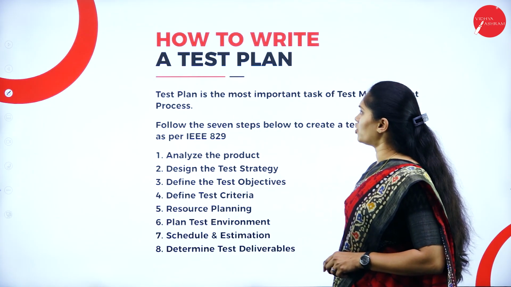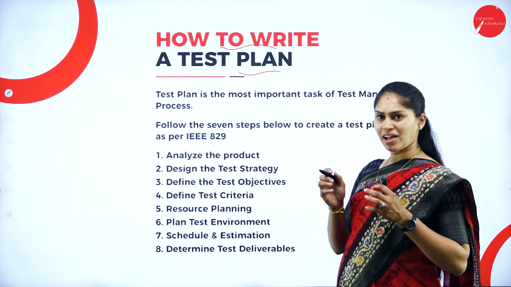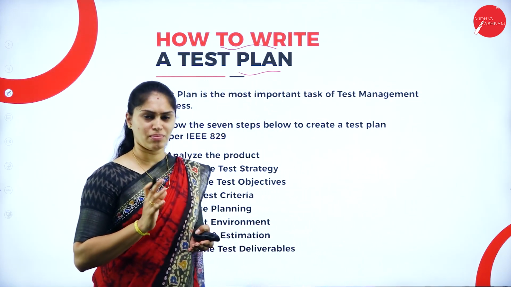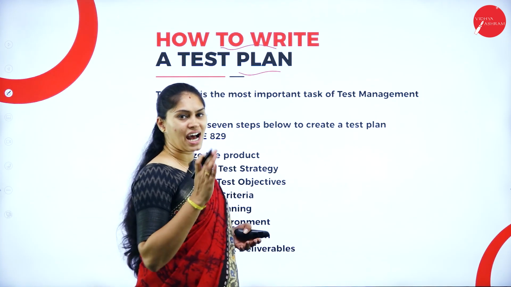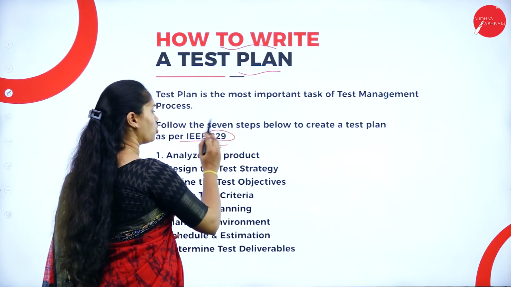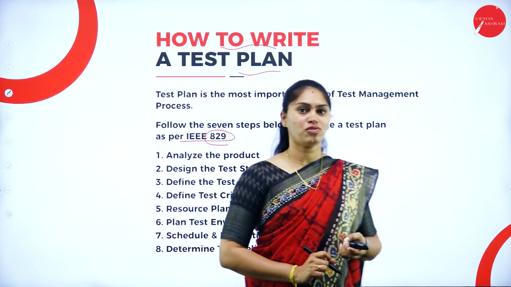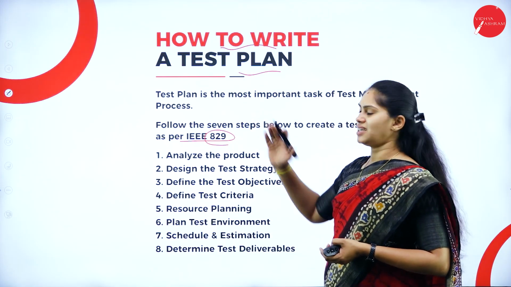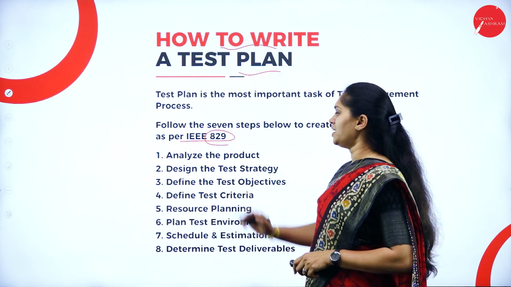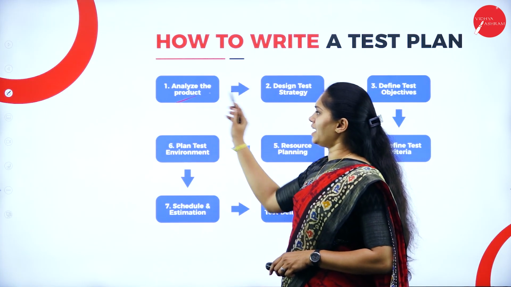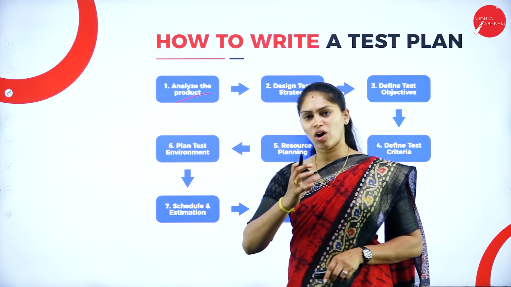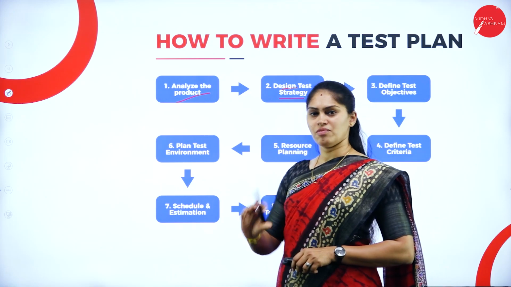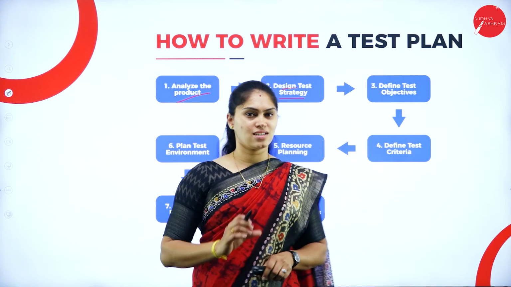Next we'll see how we are going to write a test plan. Now I got to know it's a detailed document of all the scope, objectives, scheduling, everything that needs to be covered. Then how are we supposed to write it? As per the standard IEEE 829, based on this standard, we have to follow these 8 stages in order to write a test plan. What is the first stage under that? Here you can see that first we need to analyze the product. First we have to analyze for what purpose we are having this product. After that, design the test strategy.